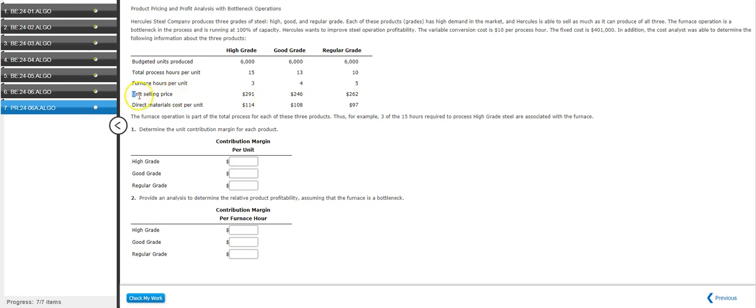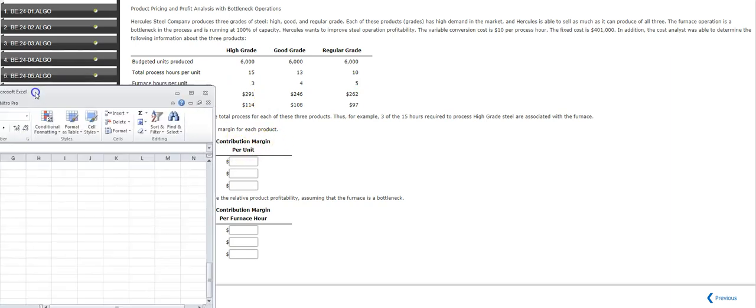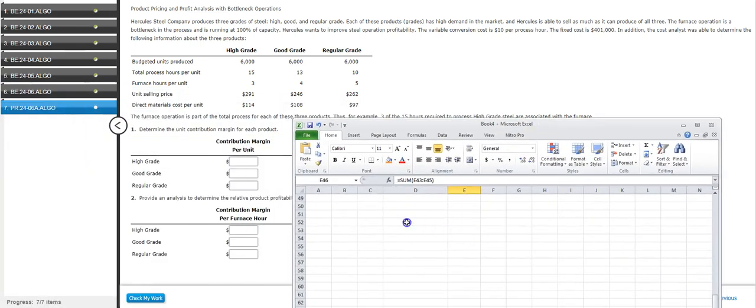So the first step is determining the contribution margin. Contribution margin is sales minus variable cost. So we'll step through this: high grade, good grade, regular grade. Variable costs are of 2 types: direct material and the conversion cost. So we're going to subtract out the variable cost, and we're going to have to calculate it. Sales minus variable cost equals contribution margin, just by definition.